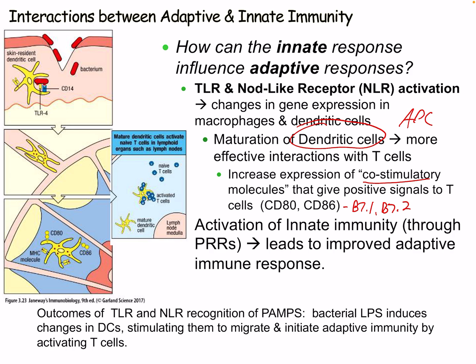We also have activation of the innate immunity through our PRRs, which leads to improved adaptive immune responses. The outcomes of TLR and NLR recognition of PAMPs, bacterial apoptosis, induces changes in dendritic cells, stimulating them to migrate and initiate the adaptive immunity by activating T cells. And we'll get to the function of the activation of the adaptive immune system, I believe, next lecture.